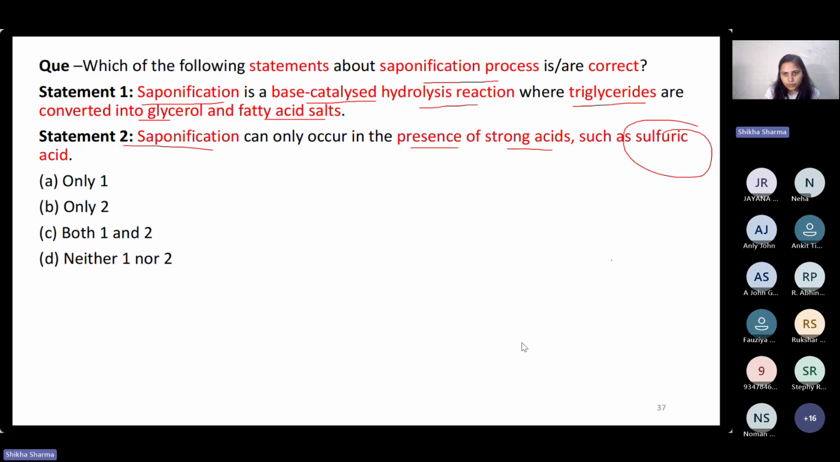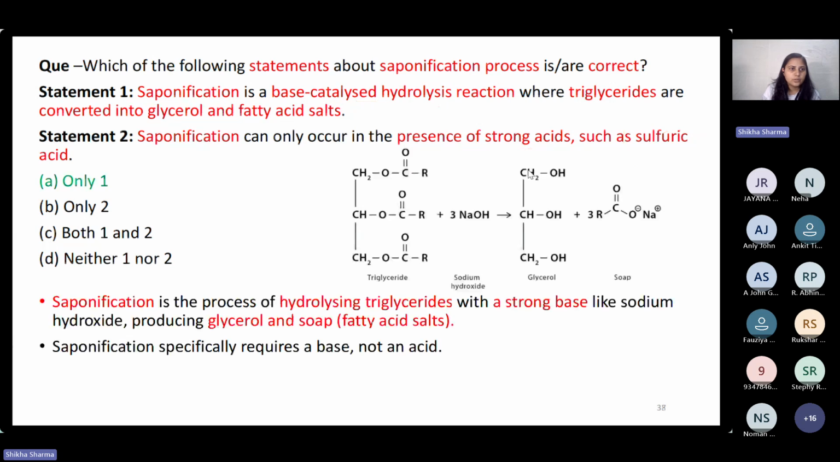So we already got a few answers. Neha A, Gautam B, Fozia A, and Ankit also A, also Lakshmi A. So many are saying A and one of us is saying B. Okay, let's see. So A is correct here.